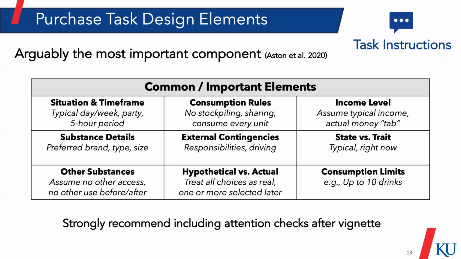Another important take-home point here is we strongly recommend that you include attention checks after the vignette. So you provide a paragraph to your participants. Do they actually read it? The only way you can know that is to ask them some questions about the scenario. So often we'll say, are you allowed to share the drinks? If they say yes, they didn't read it or they didn't fully understand. So you can look back at some of the previous papers or email me if you want examples of what those attention checks might be.